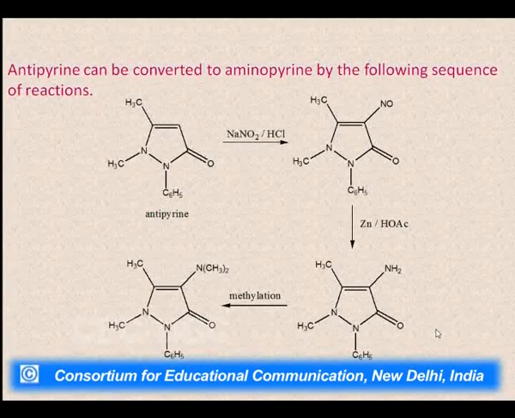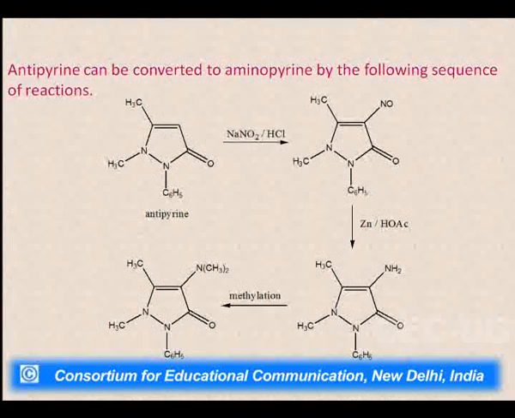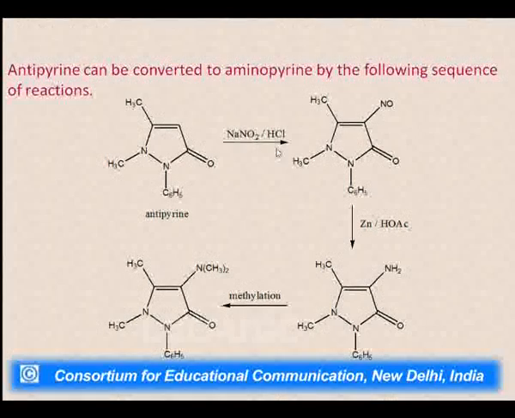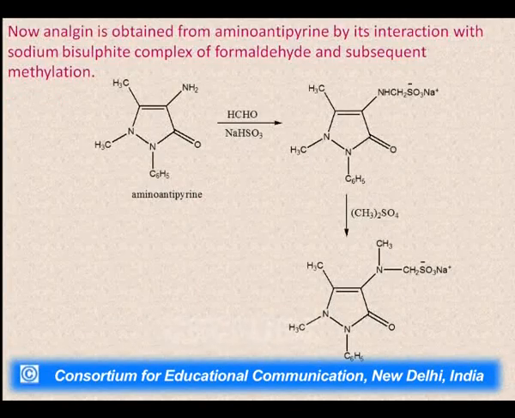Then this antipyrine can be converted to aminopyrine by a sequence of reactions. The antipyrine first reacts with sodium nitrite in the presence of hydrochloric acid. So, a nitroso group is introduced in the antipyrine, then it reacts with zinc in acetic acid, and we get the amino antipyrine. The amino antipyrine then undergoes methylation to finally give us aminopyrine.